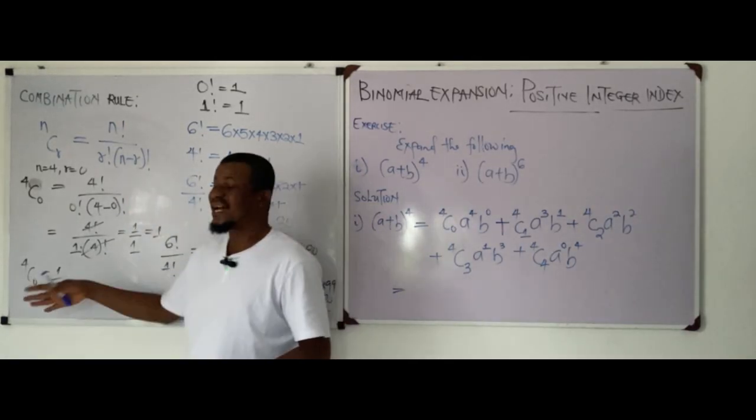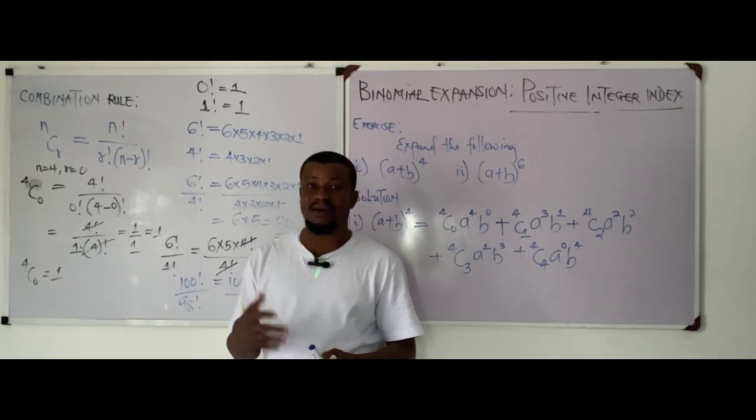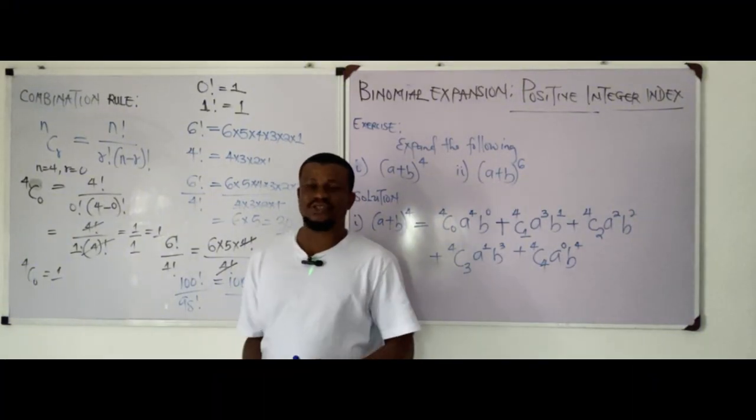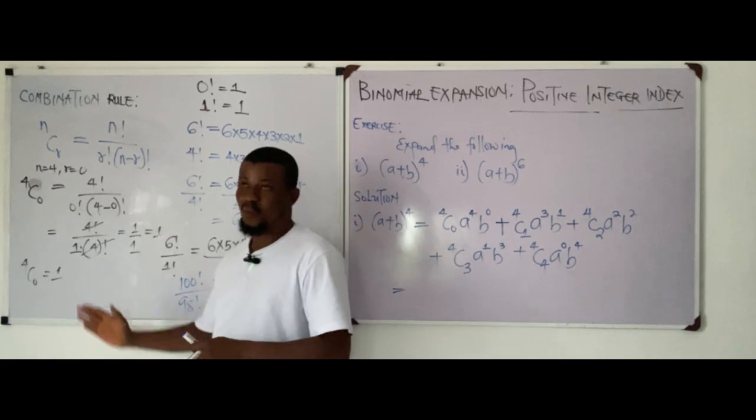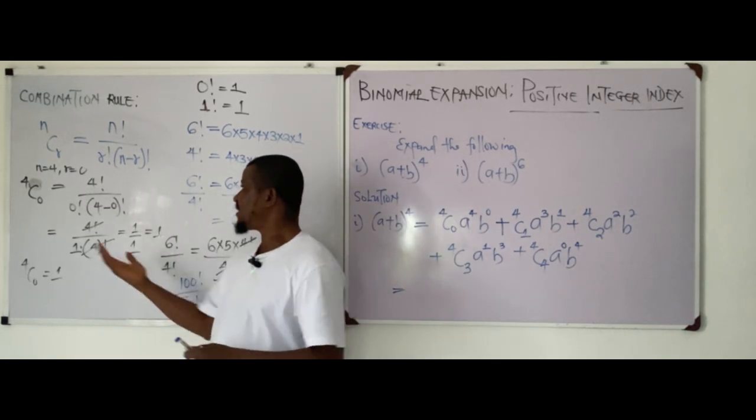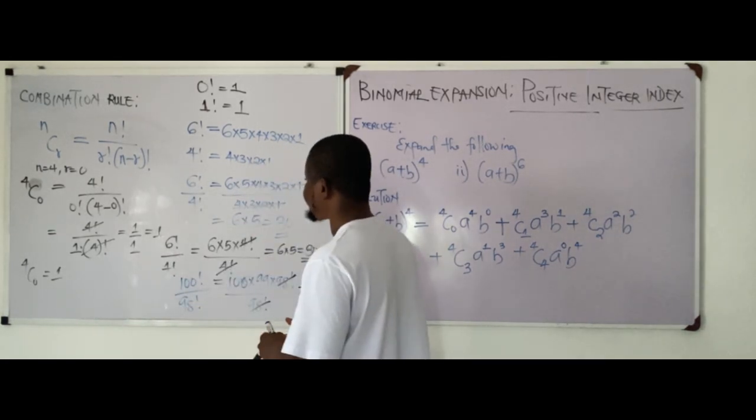4 combination 0 is 1. And that tells you that any number combination 0 is 1. 6 combination 0 is 1. 100 combination 0 is 1. Any number at all combination 0 is 1. Right. Now let's see more examples here.